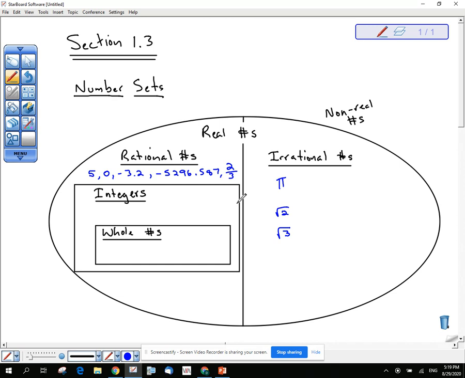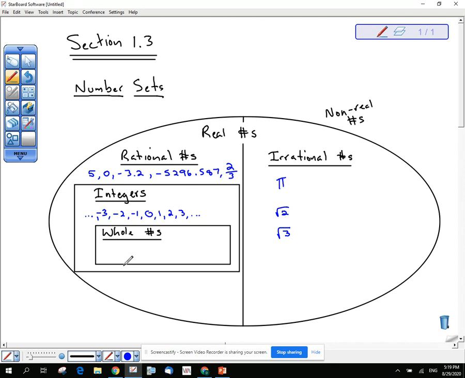Now, inside the rational numbers would be the integers, and integers, for whatever reason, is the one that students seem to miss. So I would like to put a spotlight on the integers, and they're easy, but don't overlook them. It's basically the whole numbers and their negatives. And we'll talk about the whole numbers in just a second, but usually students already know what whole numbers are. So 0, 1, 2, 3.